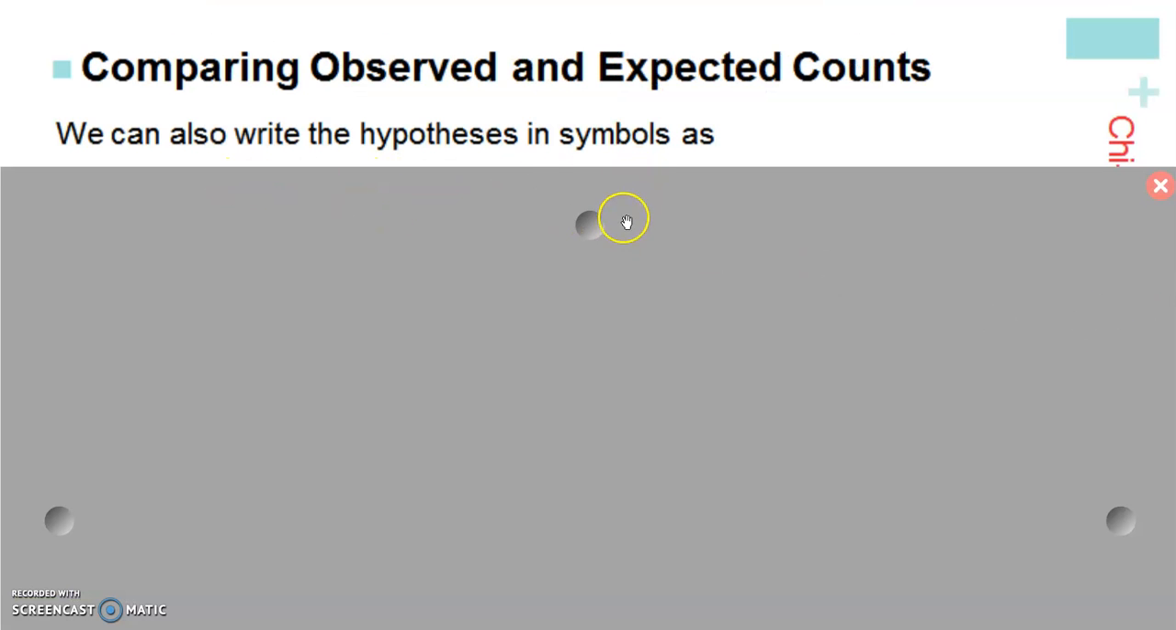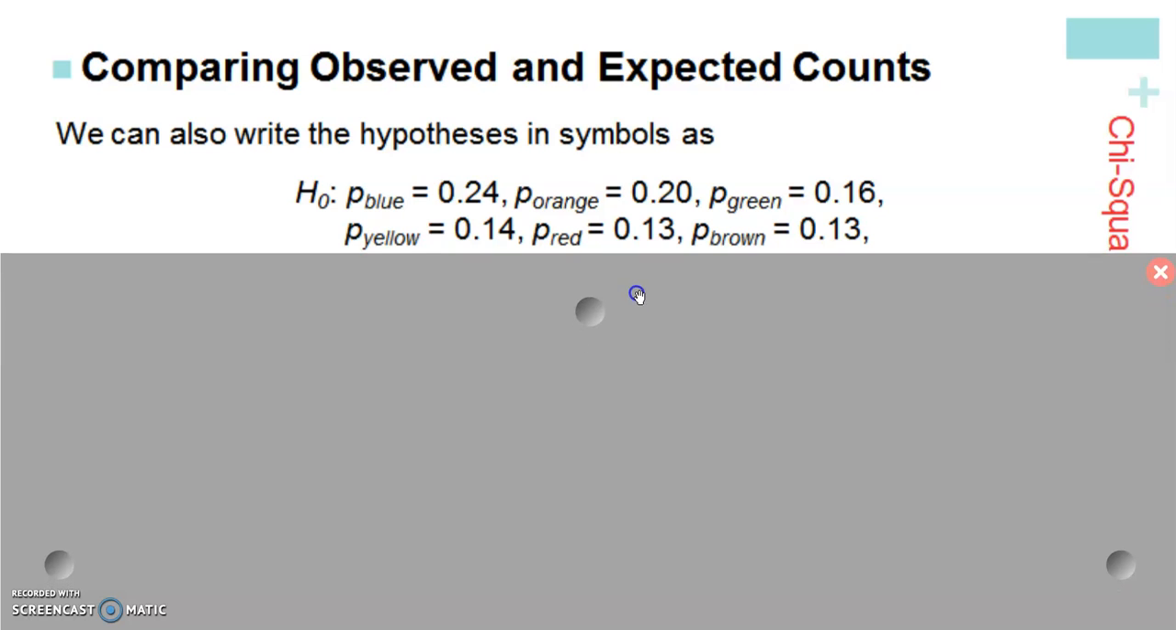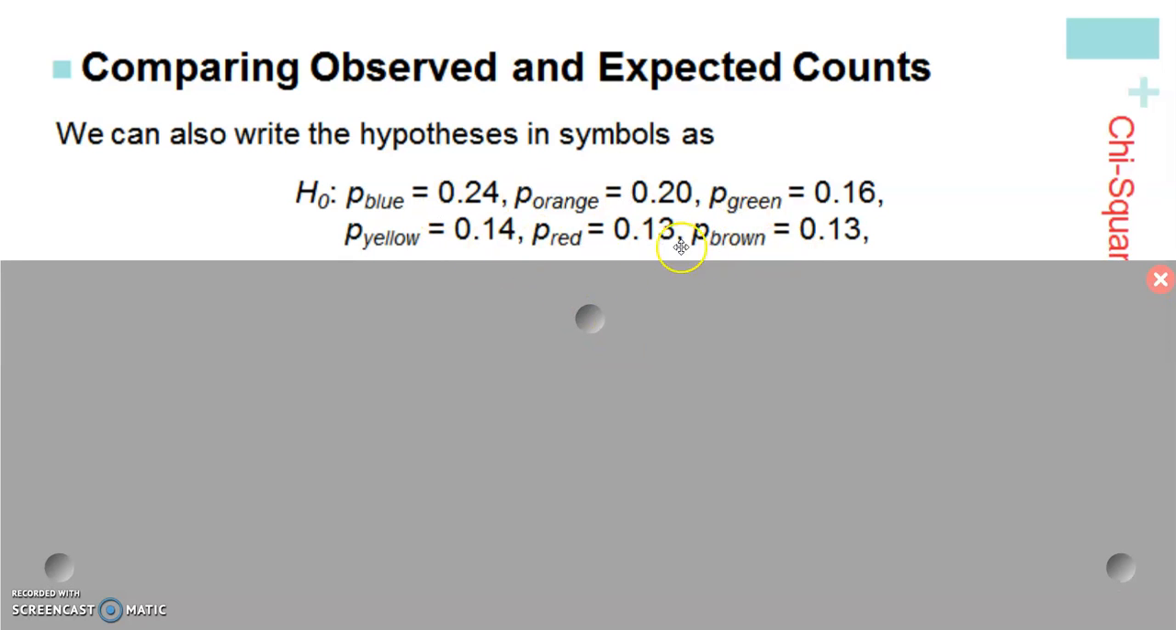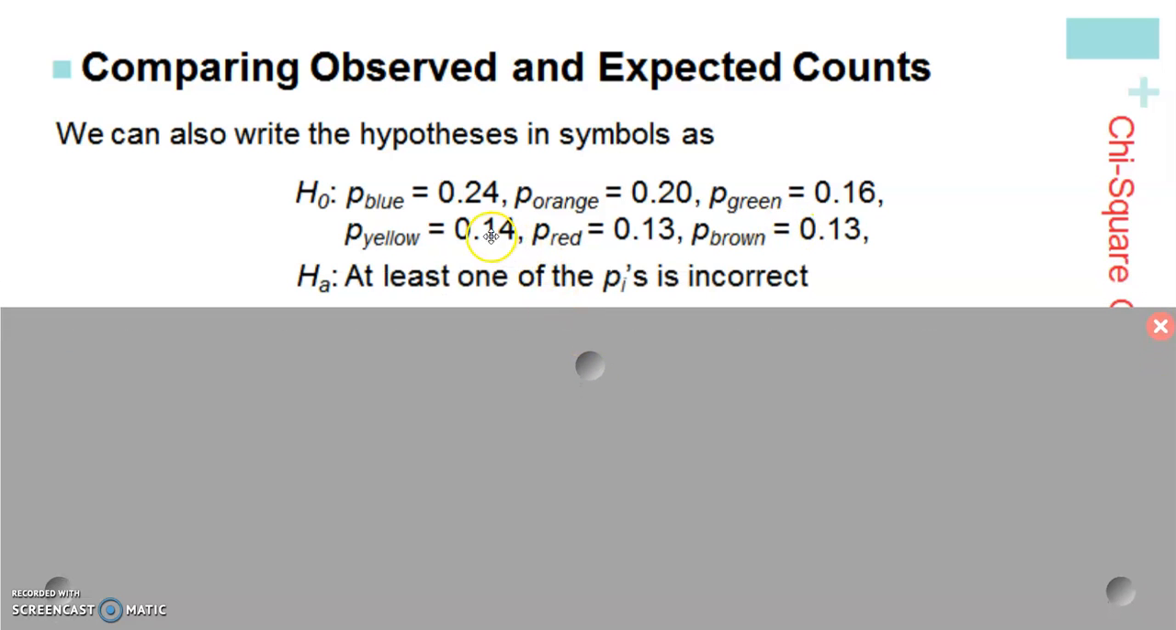Another way you could write it is using symbols. You could actually list the stated proportions for each color. So our null hypothesis could also be written this way. The alternative hypothesis, however, you have to be careful if you're doing it this way. It would not be like each one of these with a not equal sign, because for the alternative, some of these could be correct, but it's just that any one of them is incorrect. So that's how we write it.